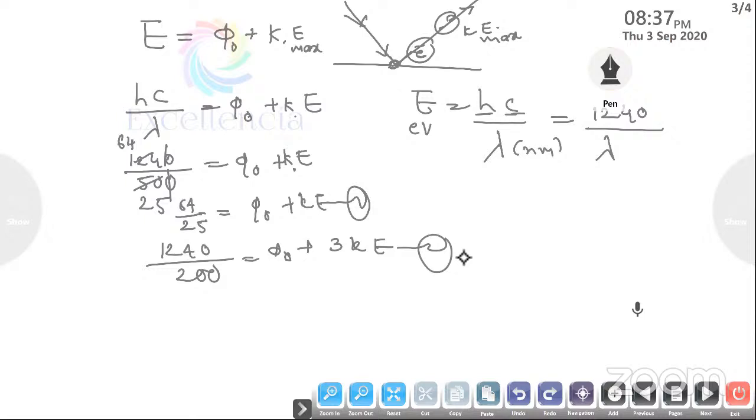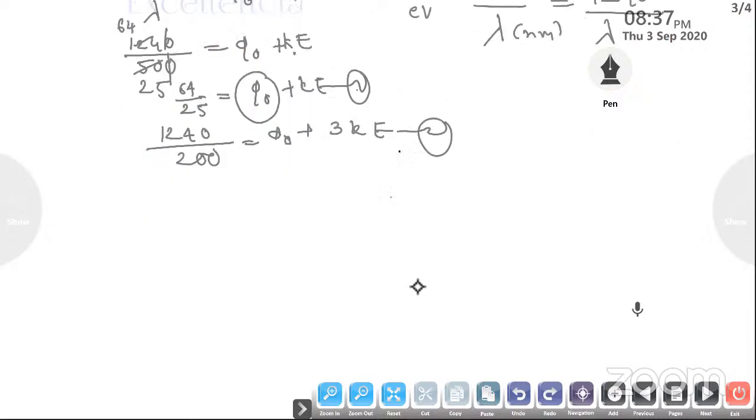Now our aim is to find the work function. So we have 2 equations. What do you do? Our aim is to cancel the kinetic energy, because we want an equation in terms of work function. So multiply the first equation with 3, and subtract over here, and you will end up with the answer for work function. I hope you will do the simplification.